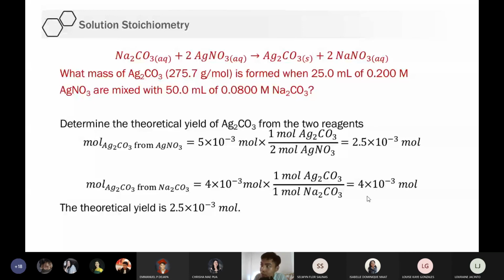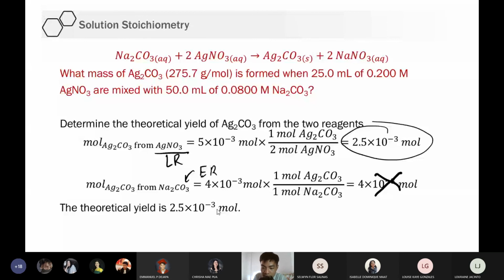So, whichever is the smaller of the two products that can be formed is the theoretical yield. So that means silver nitrate is our limiting reagent. Sodium carbonate is the excess reagent. Okay? So this is what we will use for the yield, not this one. So the theoretical yield is this one, 2.5 times 10 raised to negative 3 moles.